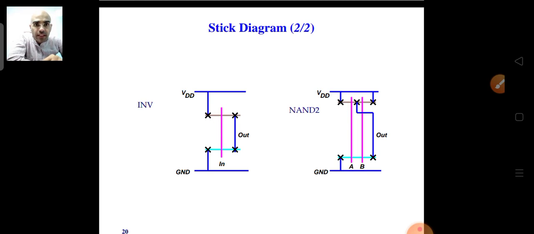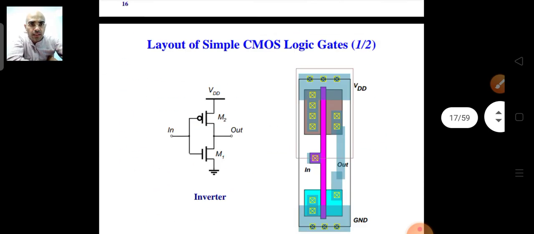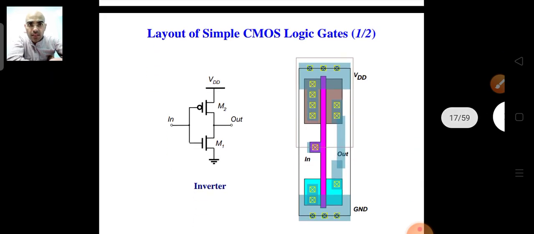So what is happening in the stick diagram for an inverter? An inverter is nothing but, you see, an NMOS as a driver and a PMOS as the load, and the gates of both of them are connected together. At this intersection you connect the input.